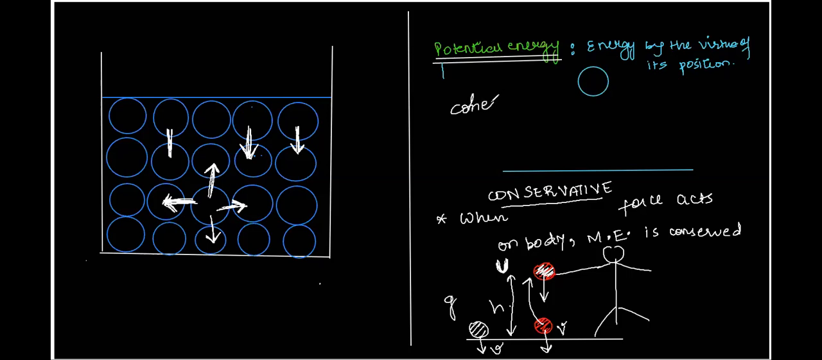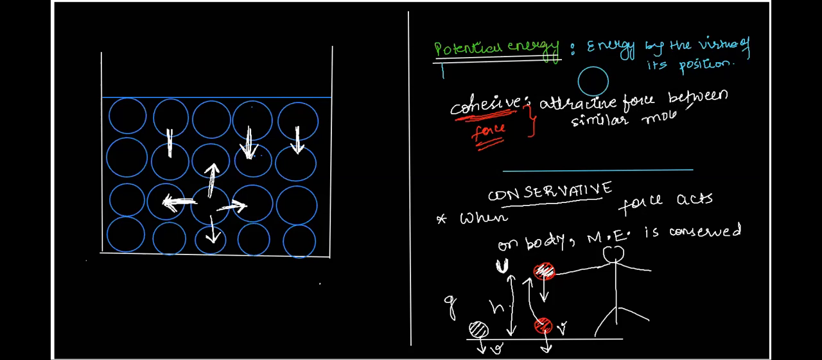What are cohesive forces? Cohesive forces are attractive forces between molecules of the same type, like a water molecule attracting another water molecule. So I will say they have a cohesive force between them. Co means same, or together. So cohesive force is basically the attractive force between similar molecules.